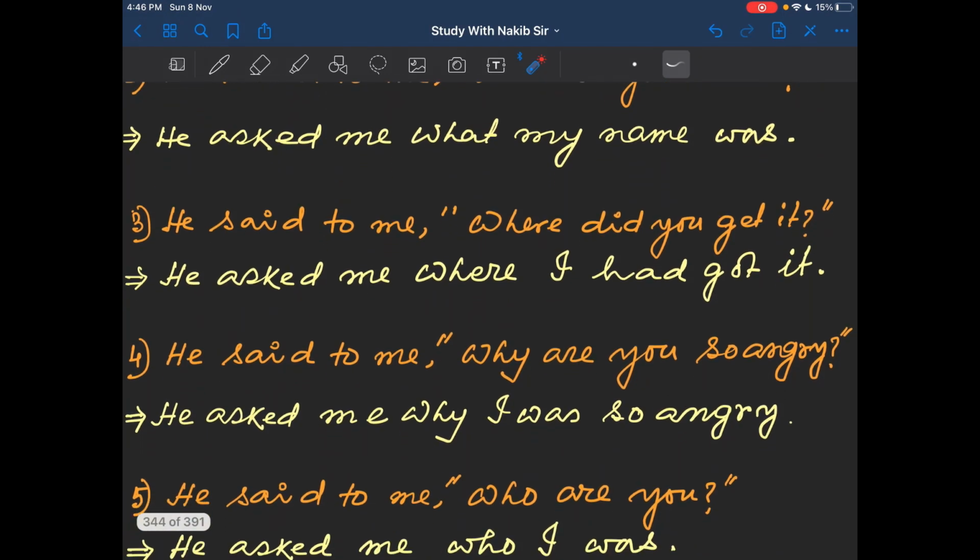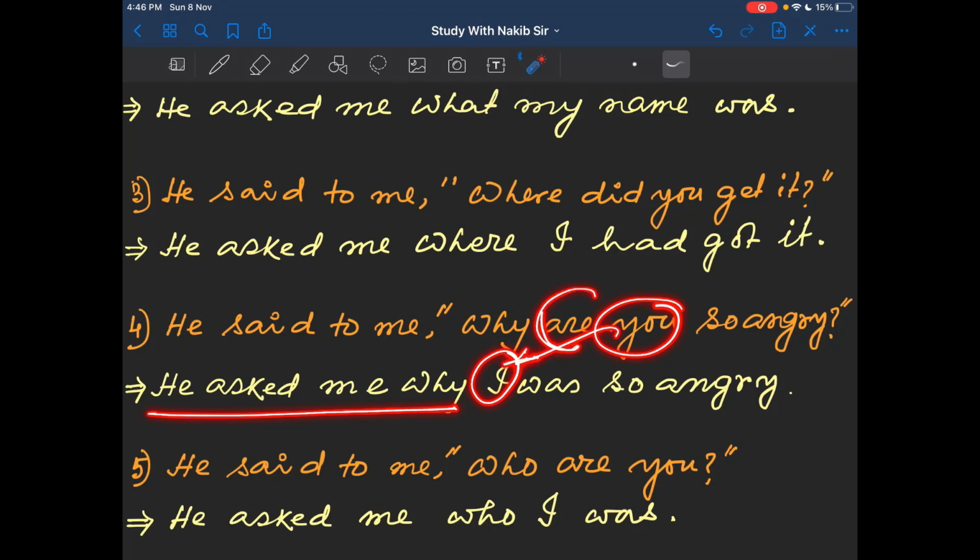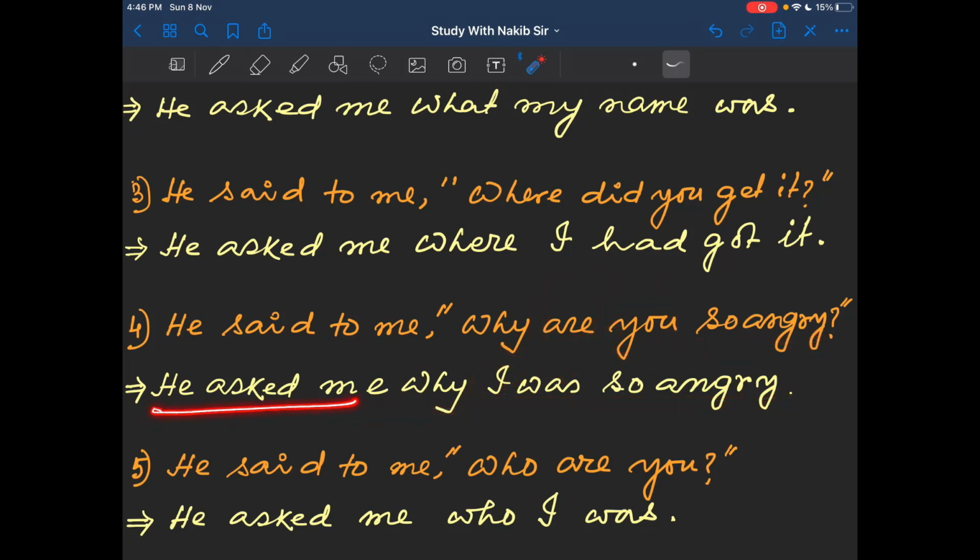Okay. Now come to the fourth question. He said to me, why are you so angry? So he asked me, the same everywhere, and why is the connective. So he asked me why, after that the subject will be there. You will be changed to I in the same way, and after I, am will be there, and the past tense of am is was. So the answer is, I was. So he asked me why I was, and this part is the same here. So angry. He asked me why I was so angry.